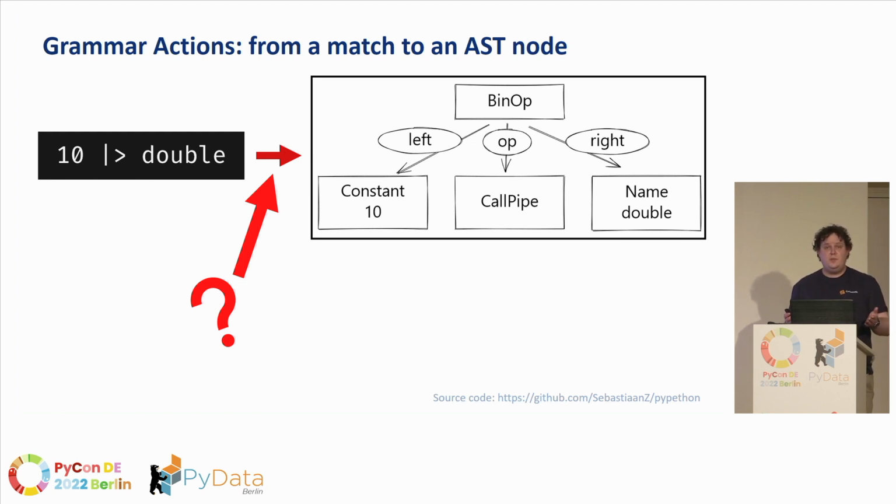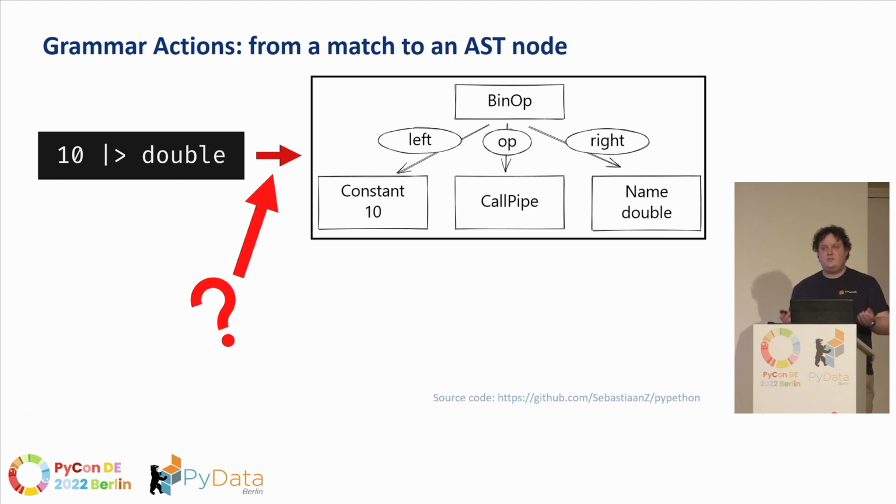We have a lot of those in Python: plus, minus, left shift, right shift, and so on. All of them have a part that's on the left of the operator, an operator, and a part that's on the right. So in this case, we can just use the generic BinOp AST node, and we're going to specify that we have this call pipe operator in the middle. So this is our goal.